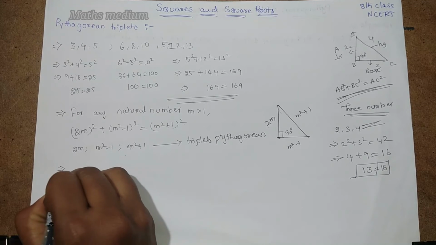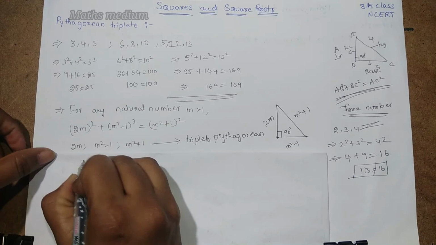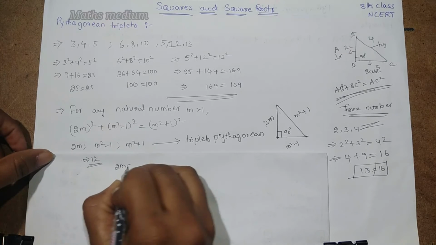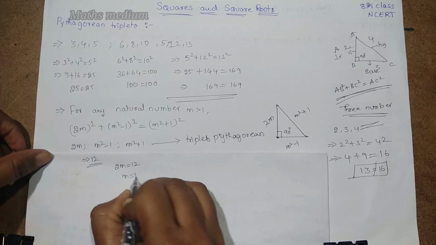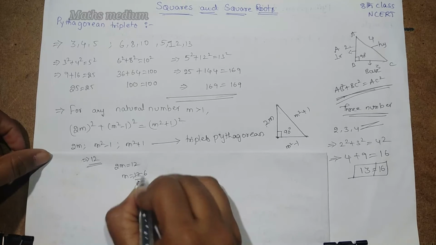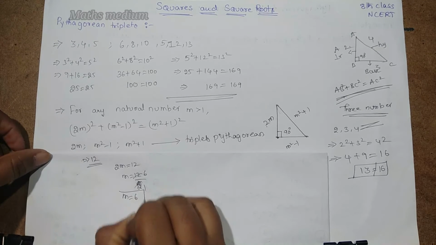If you take an example number, 12, now we have to find the m value. 2m is equal to 12, so m is equal to 12 by 2. 2 sixes are 12, so m is equal to 6.